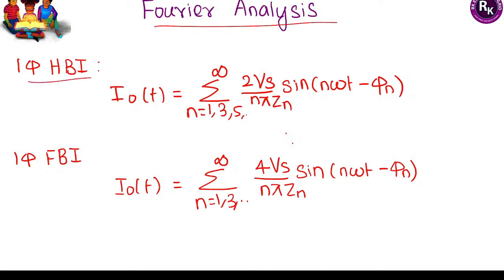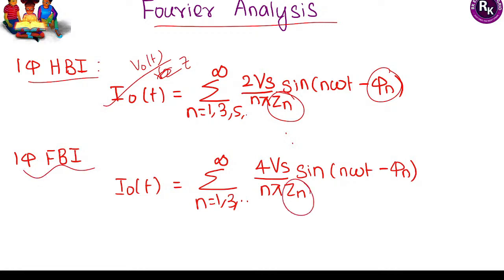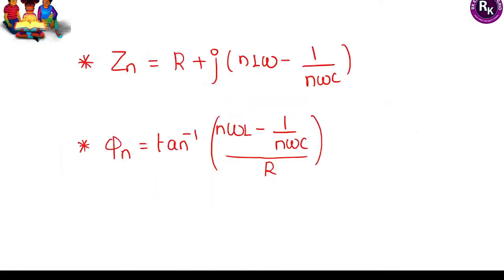So when we are talking about single phase half bridge inverter, I have already given the expression for output voltage V naught of t. Now, if you divide it by impedance Z, I have the nth order impedance here and its corresponding phase angle. So if you divide the voltage expression by impedance, it will give the expression for current. Similarly, for full bridge, you take the voltage expression divided by impedance and add its corresponding phase angle. That will give you the current expression for single phase full bridge inverter.